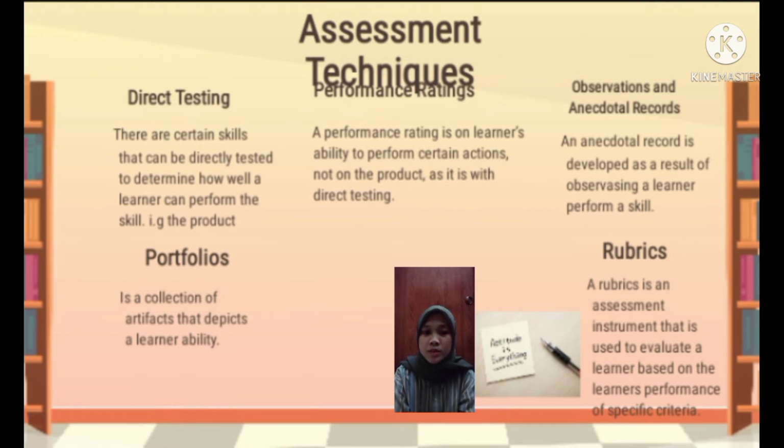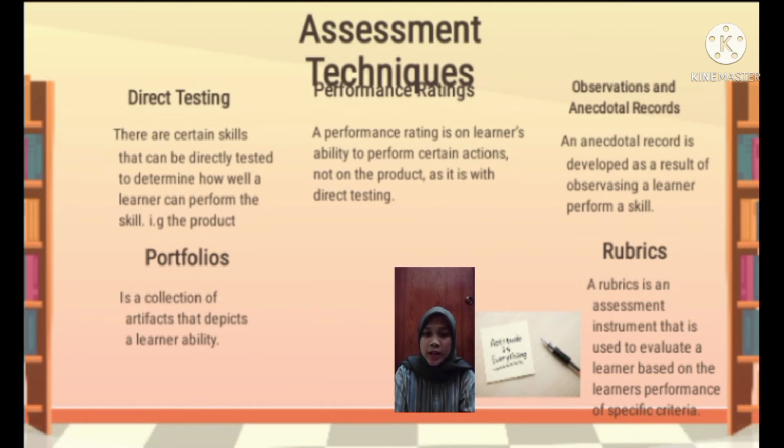Performance rating. A performance rating is based on the learner's ability to perform certain actions, not on the product as it is with direct testing. Guidelines for the performance rating process, as with the direct testing technique: start by reviewing the task analysis result. This will help determine the steps of the skill the learner will need to perform. For example, applying cooking techniques for making a soufflé.